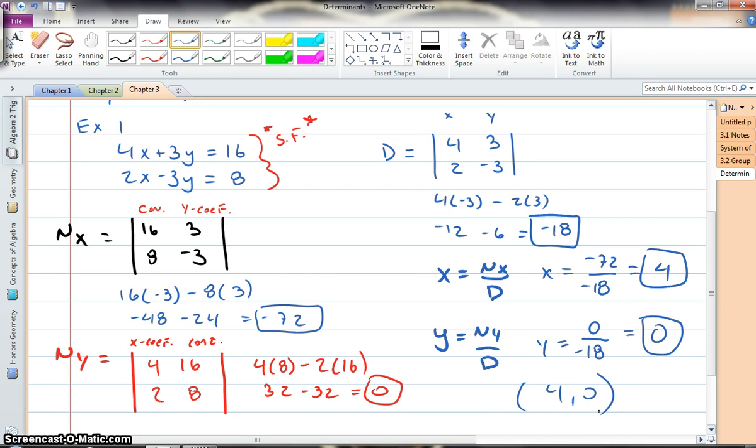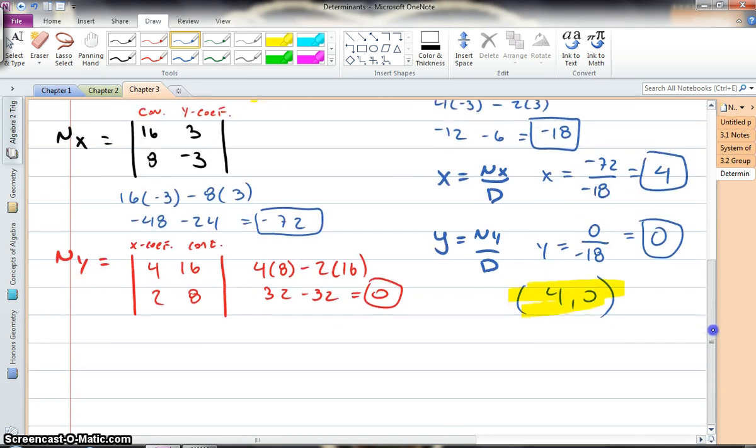So we've just used determinants to solve a system. As always, you could take your 4, 0 and substitute it in to check. So 4 times 4 is 16, plus 0 equals 16. 2 times 4 is 8, minus 0 equals 8. They both check out. So that was a lot of information I threw at you, and I can tell it's maybe a little overwhelming, but let's try another one, and you'll see it's not that difficult.